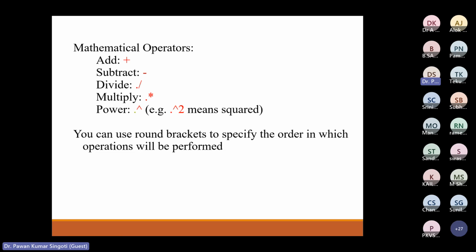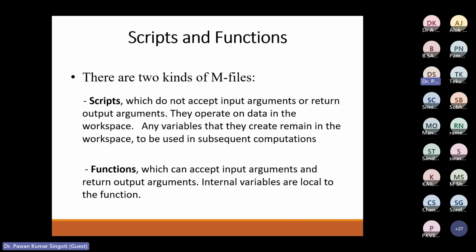The same happens with multiplication and power also. If you don't keep this dot, it will just multiply, divide, or square that value. But if you keep this dot, it is done element by element. We will see this with some examples after that. You can use round brackets to specify the order in which operations will be performed.